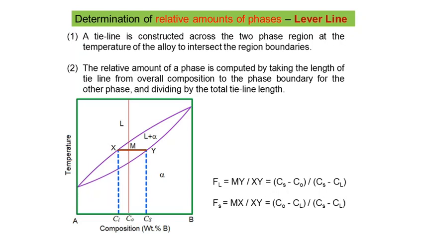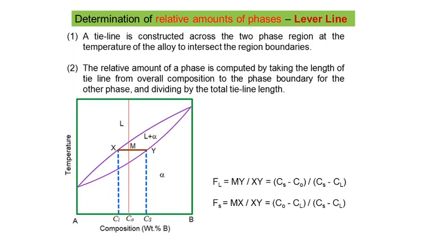Now similar to the previous condition, we project from M a vertical line towards the composition axis to find the composition of M. So we already know the composition of x, the composition of y, and now we will know the composition of M also. Next is a particular formula to find the phase fraction, or the fraction of liquid phase or the fraction of solid phase.